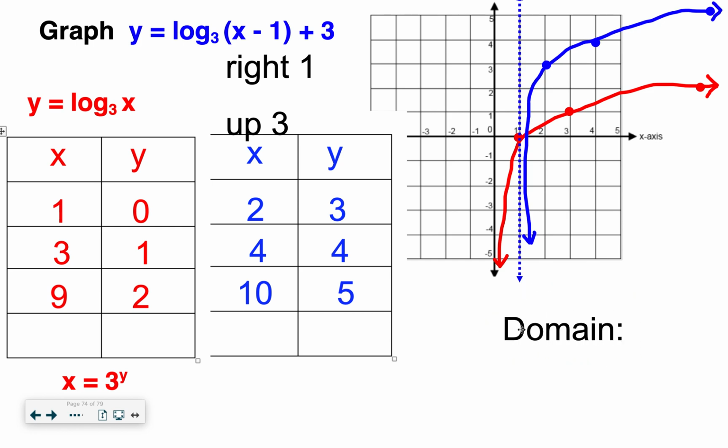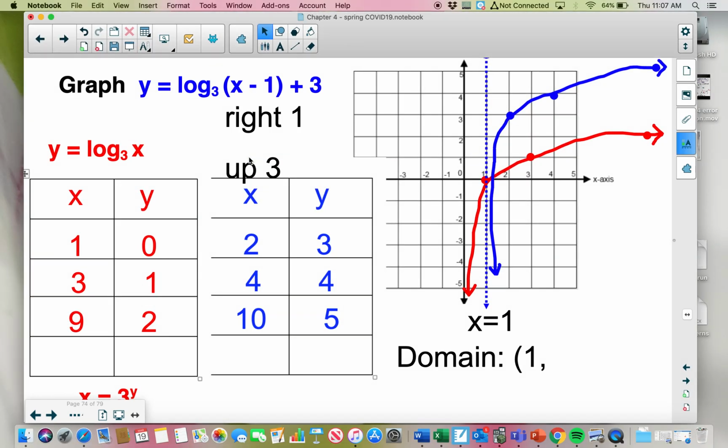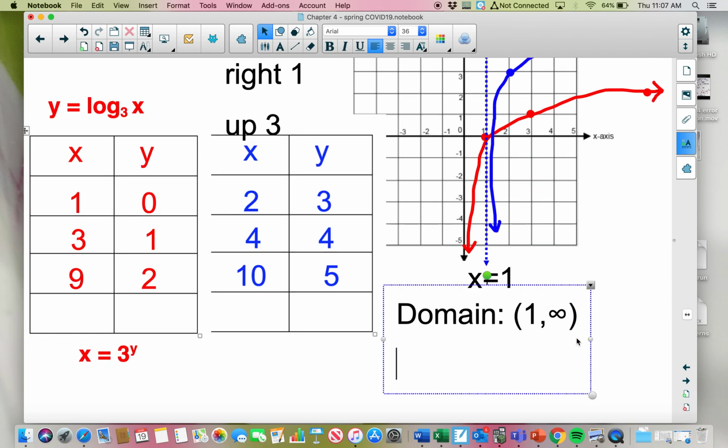What's your domain on this one? And what's your asymptote? I should type in the asymptote. So x equals 1 is my vertical asymptote, right? There it is, right there. Your domain is everything to the right of 1, so I'm going to say 1 to infinity. You can also write x is greater than 1. That's totally fine. Don't include 1, because remember this dashed line will actually never be a part of your graph.